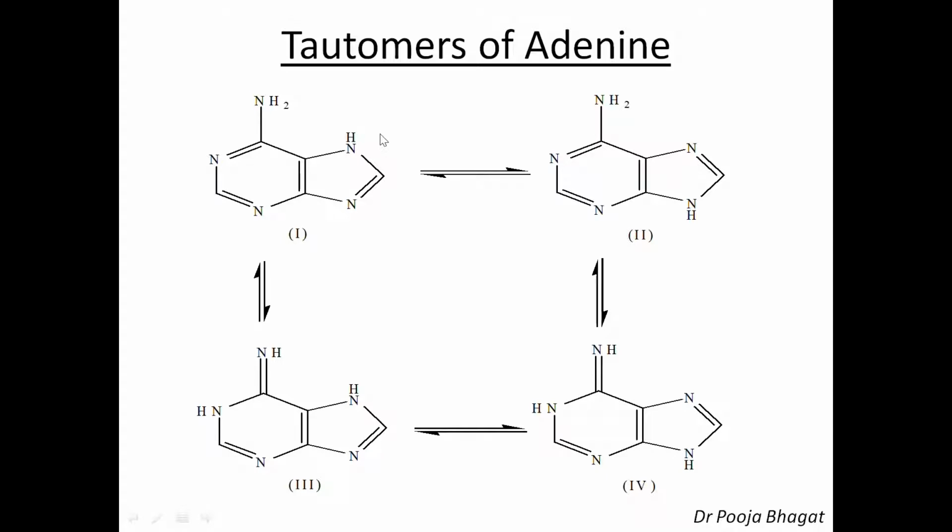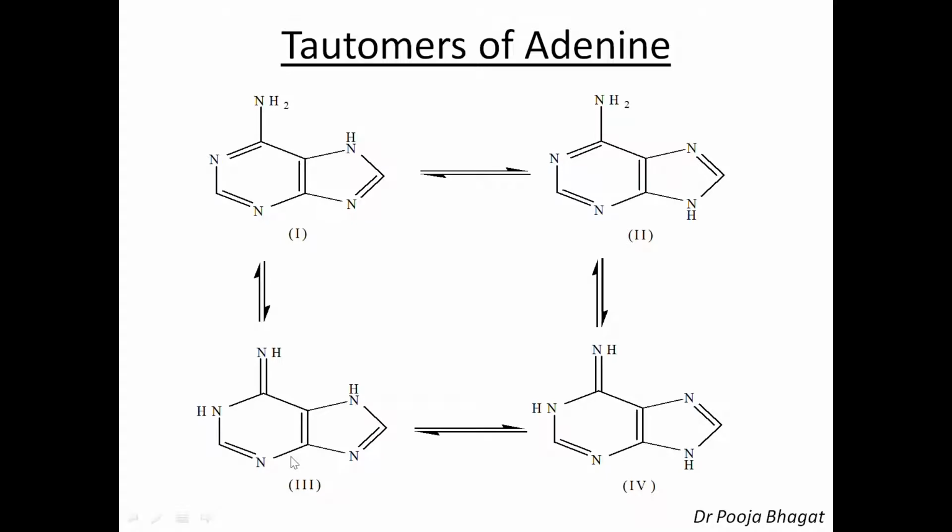As I told you, two types of tautomers are possible in case of purine. One is where the hydrogen is present at the 7th nitrogen, and the other where the hydrogen atom is present at the 9th. So this is hydrogen at 7th, and in adenine, as I told you, the amino group is present at the 6th position. So this is one of the tautomers.